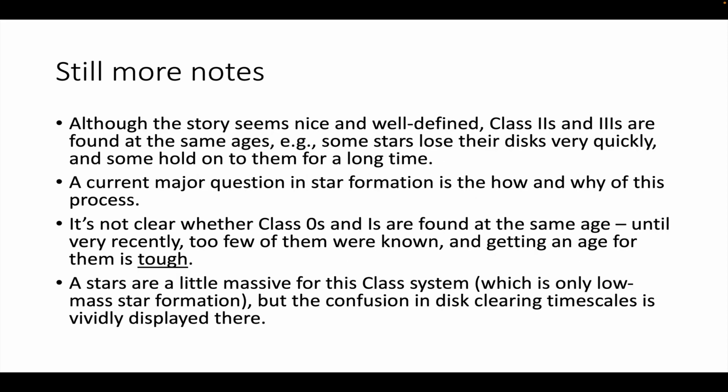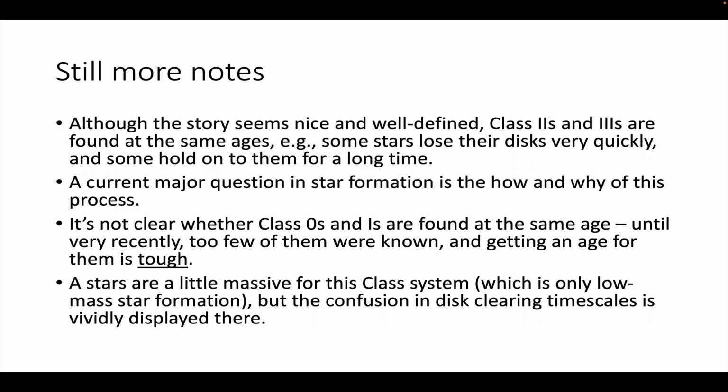Although the story that we've spun here seems nice and well defined, it's complicated because you can find class 2s and 3s at the same age. So some stars are losing their disks quickly and some hold on to them for a long time and nobody knows why. It's not clear whether we can find class 0s and 1s at the same age. In part, that's because too few of them are known, but getting an age for them is really, really hard.